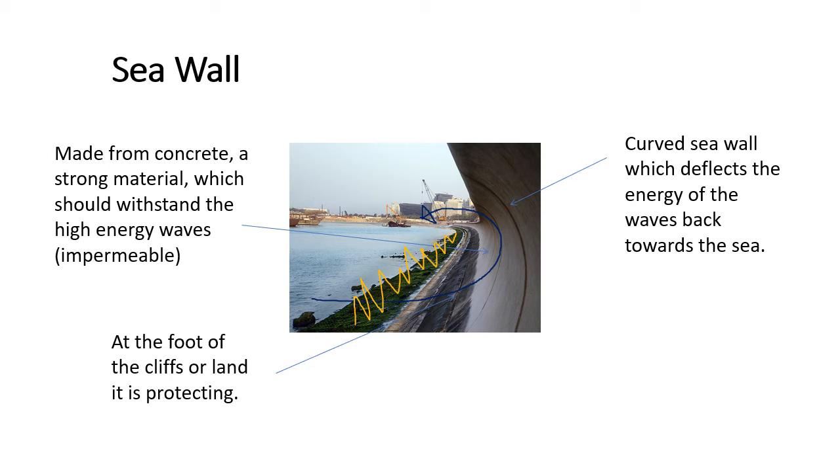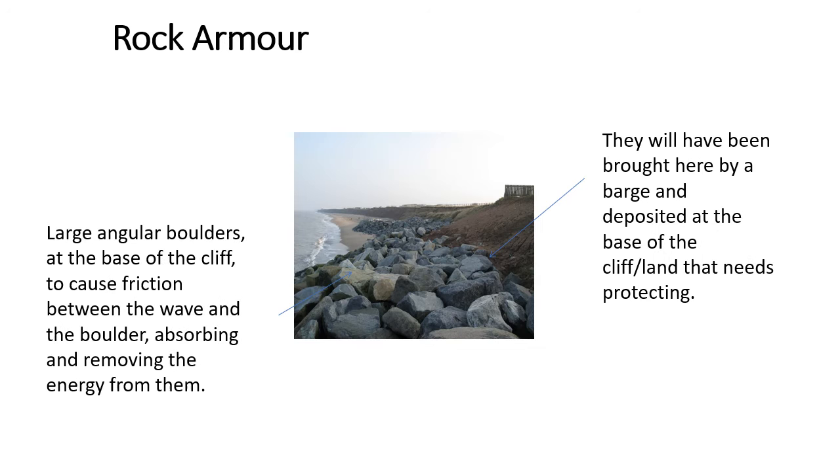However, it's an incredibly strong piece of coastal management and defense. Let's move on to the next one. Rock armor. So serves the same purpose as a seawall. It's designed to take the energy out of waves, except you'll notice it looks a little bit more natural. We're using natural rocks here rather than a big concrete wall. So these are large angular boulders at the base of a cliff to cause friction between the wave and the boulder, absorbing and removing the energy from them. So the land behind is protected.